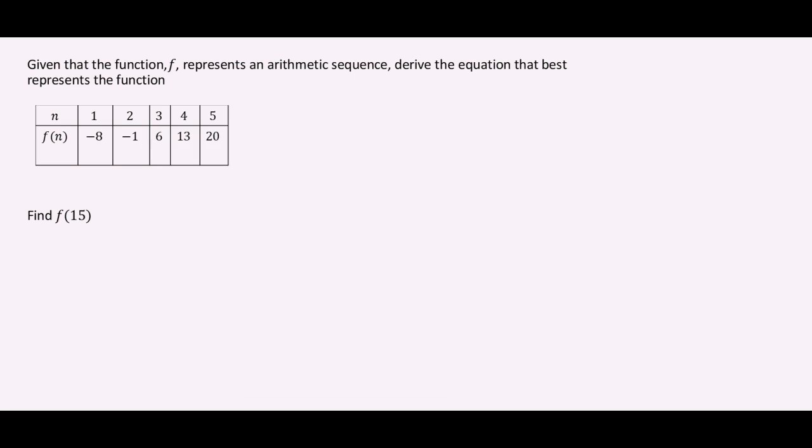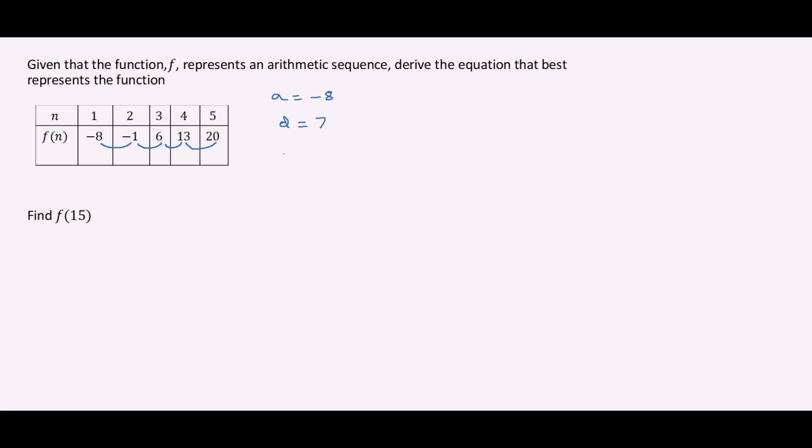And finally, we want to get the first term in this sequence, which is negative 8. Let's look for a common difference, or the number that we add each time. So negative 1 minus negative 8 is going to give us 7. 6 minus negative 1 is 7. 13 minus 6 is 7. 20 minus 13 is 7.